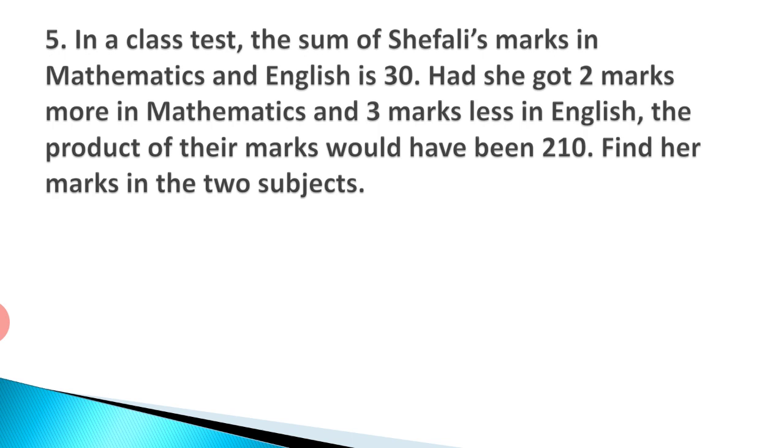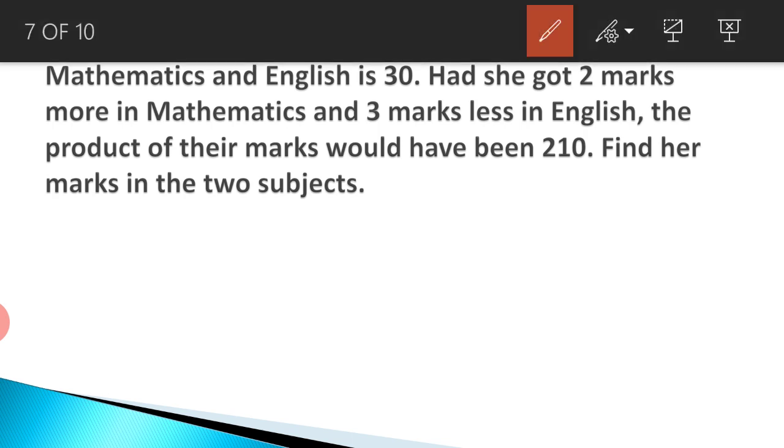Now in a class test, the sum of Shefali's marks in mathematics and English is 30. Had she got 2 marks more in mathematics and 3 marks less in English, the product of their marks would have been 210. Again underline the word product of their. This product of their marks, that means you are going to have a quadratic equation. Is it clear, children? That is clear idea or clear hint for selecting quadratic equation.